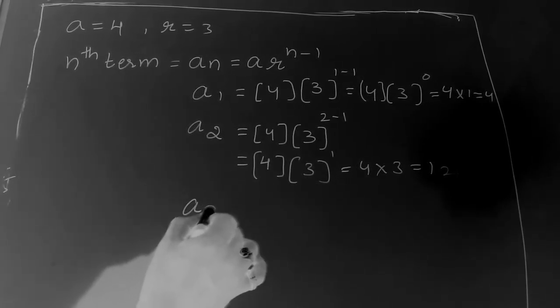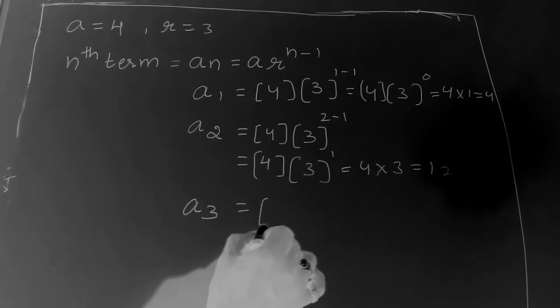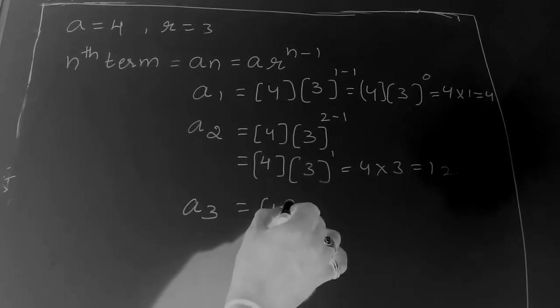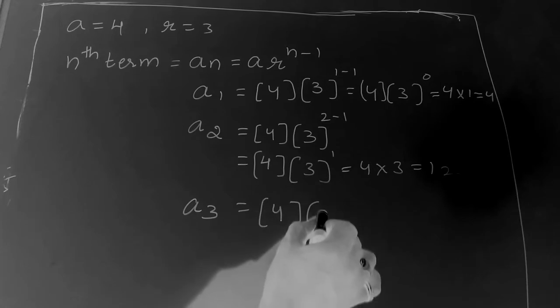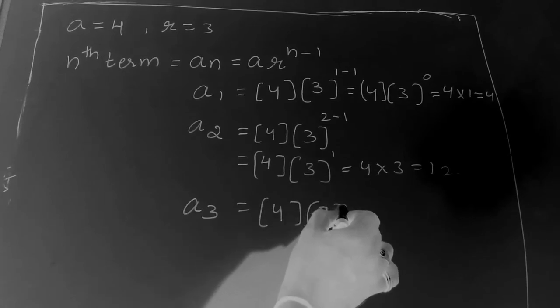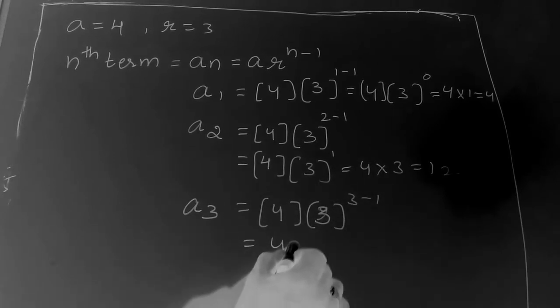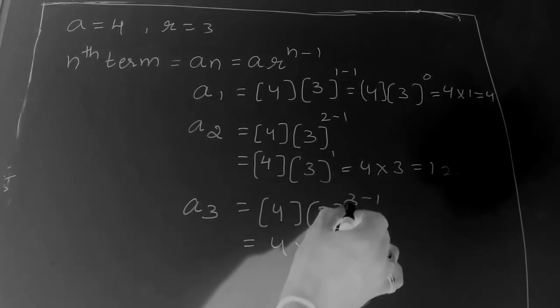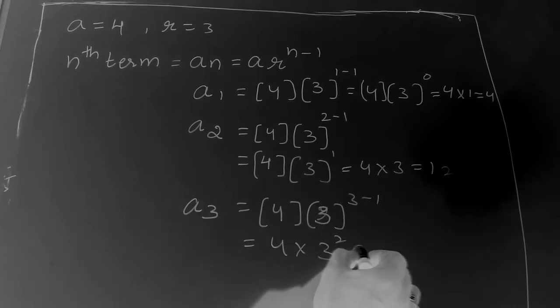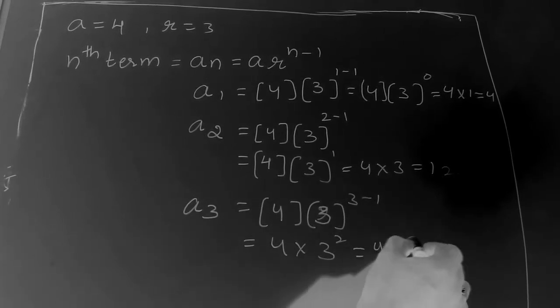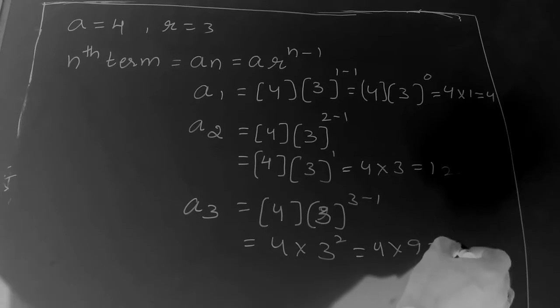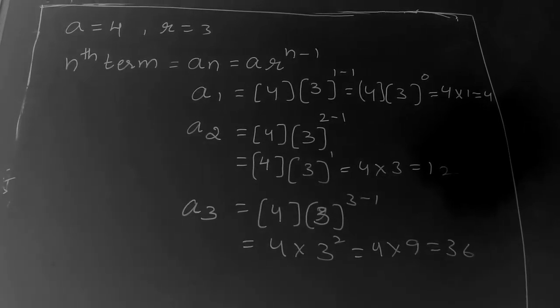Now the third term a3, 4 into r to the power of, here r means 3, 3 minus 1. So 4 into 3 to the power of 3 minus 1, which is 2. 4 into 3 square is 9, so 4 nines are 36. I hope you understood this.